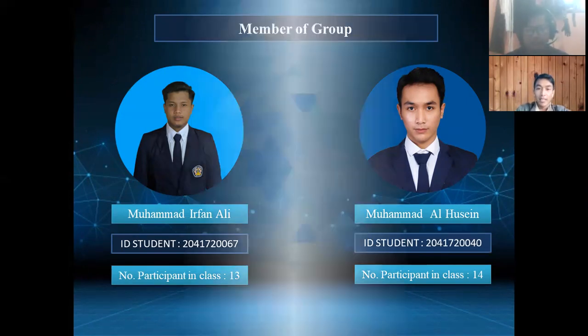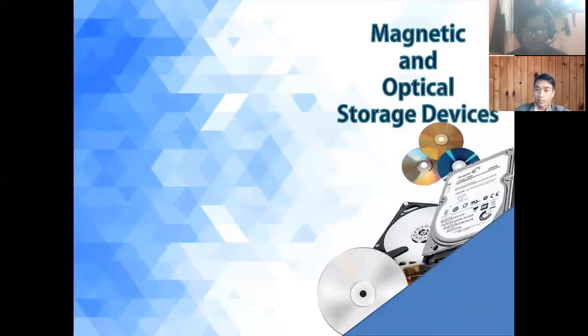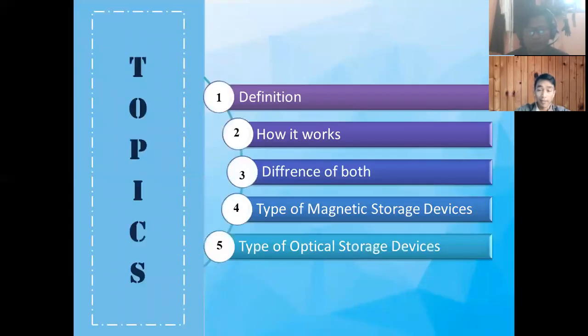And actually, we're going to explain about magnetic and optical storage devices. We'll cover the definition, how they work, the differences between both, the types of magnetic storage devices, and the optical storage devices as well. The first topic that will be explained is the definition.